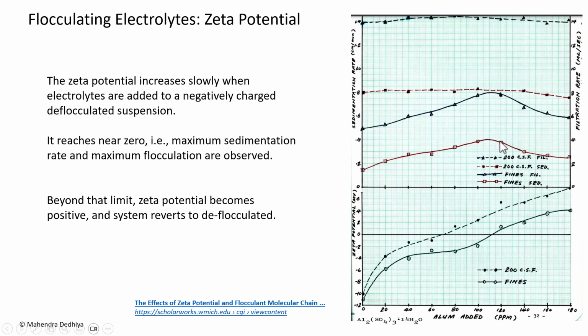And then as more aluminum sulfate is added, more and more negative charge is accumulated and zeta potential is increased, and sedimentation rate decreases. We need to optimize zeta potential and flocculating agents.